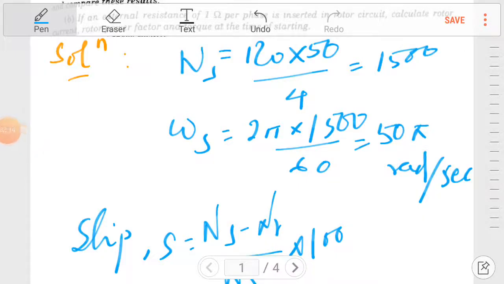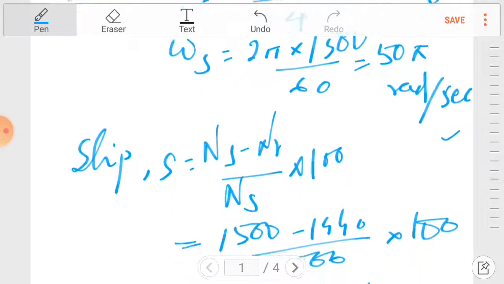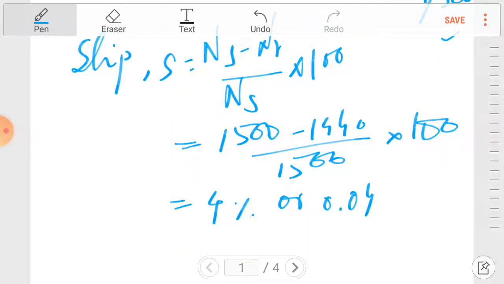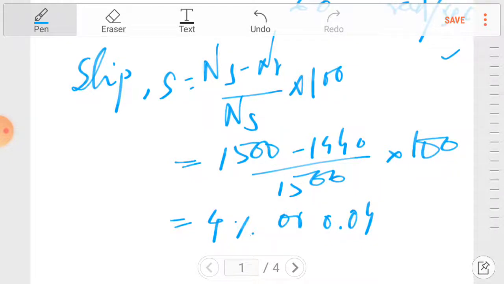Before moving to the solution of option A, first we have to find the basic elements required for the complete solution. So synchronous speed is 120 F by P, 1500, and synchronous speed in radian per second can be found, omega S is 50 pi, and slip is determined by Ns minus Nr by Ns. It is equal to 4%.